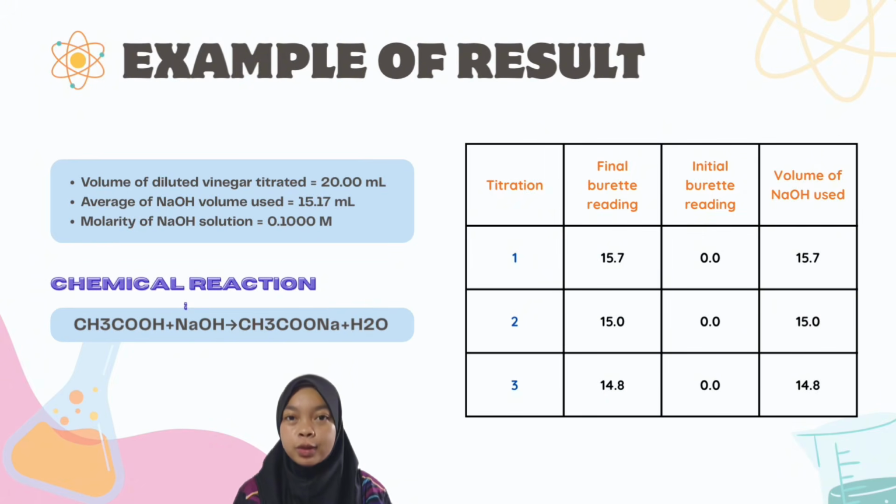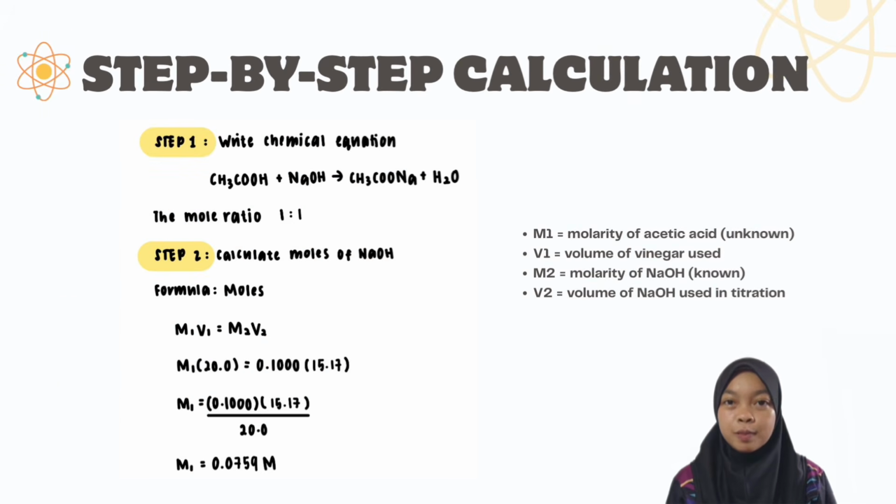The reaction that occurred was a neutralization reaction between acetic acid and sodium hydroxide, producing sodium acetate and water. Since acetic acid and sodium hydroxide react in a 1:1 mole ratio, the average volume of sodium hydroxide can be used to calculate the concentration of acetic acid in the vinegar sample. Next, I will explain how the concentration of acetic acid was calculated.